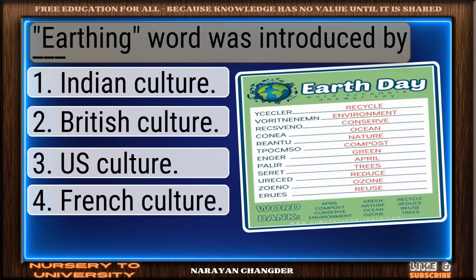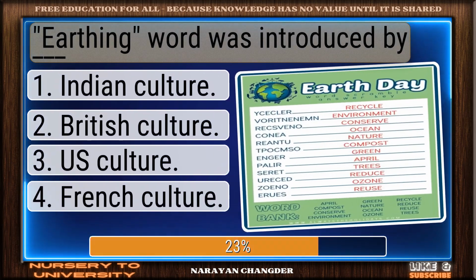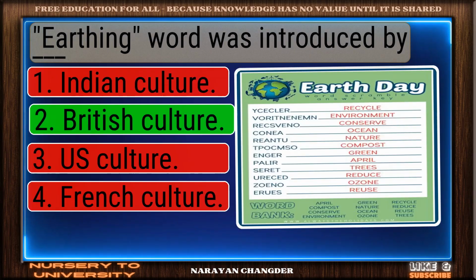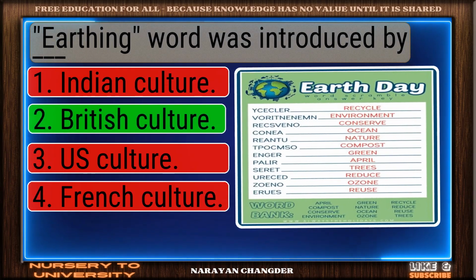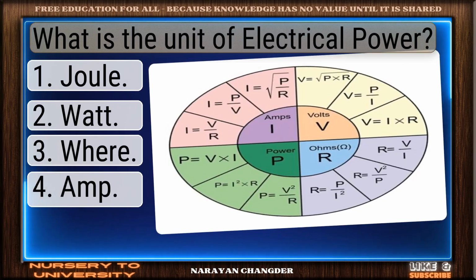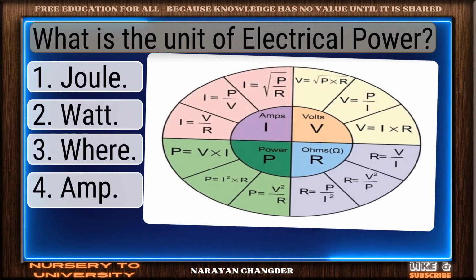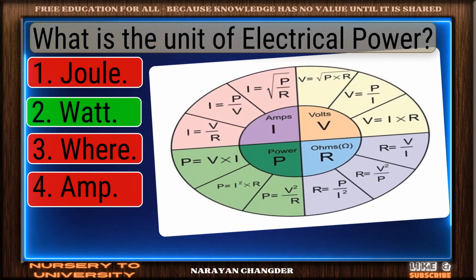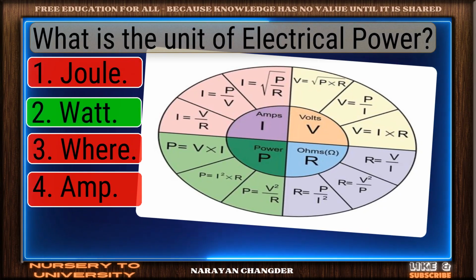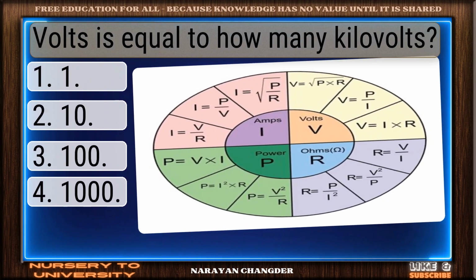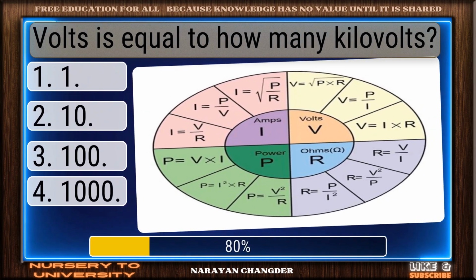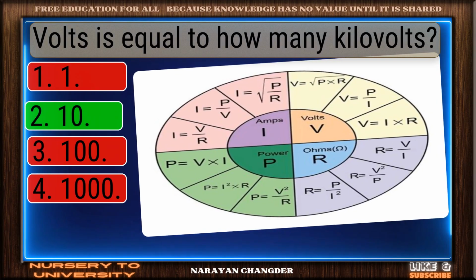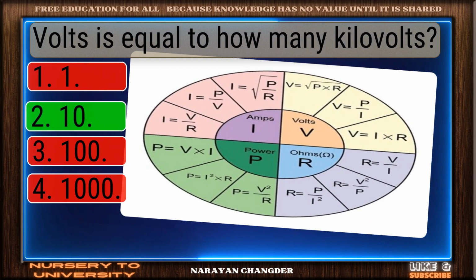Earthing. Word was introduced by dash. Right choice. British culture is the best answer. What is the unit of electrical power? Excellent choice. What is the right answer? Volts is equal to how many kilovolts? Excellent. 10 is a brilliant choice.